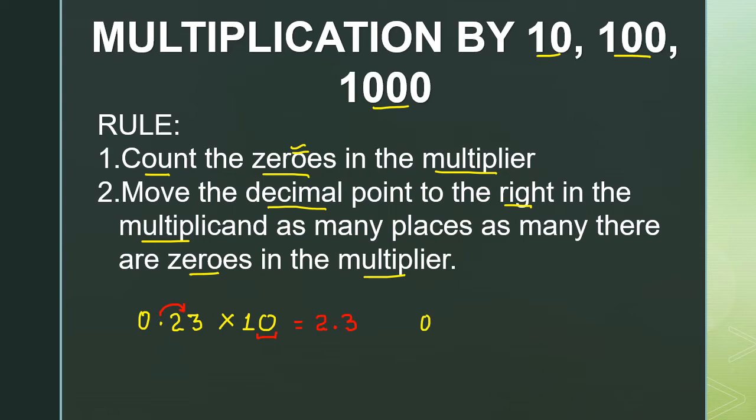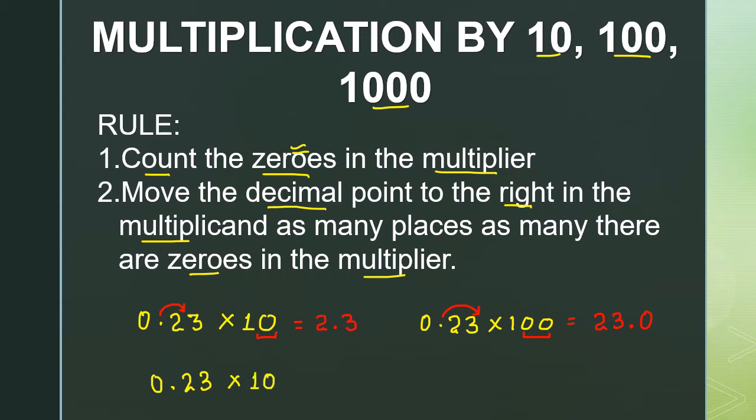Now if we have to multiply 0.23 by 100. So there are two zeros in 100. That means two zeros are there in the multiplier. So this decimal will shift two places to the right side. So it will now be placed after 3. Therefore the answer will be 23.0, as there is no digit after 3, so we can write it as 23.0.